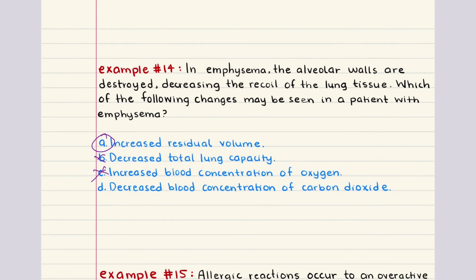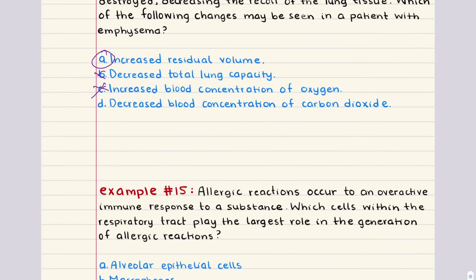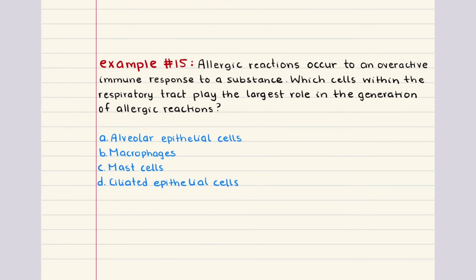Based on our reasoning, the best and most scientifically supported answer here is A, increased residual volume, and we arrived at that by understanding how emphysema affects lung recoil and leads to air trapping. With that, we can move into our last and final problem for this set.